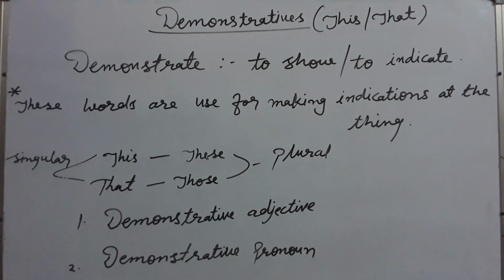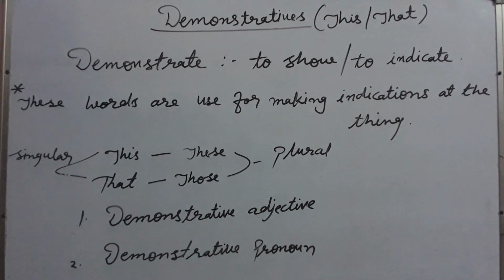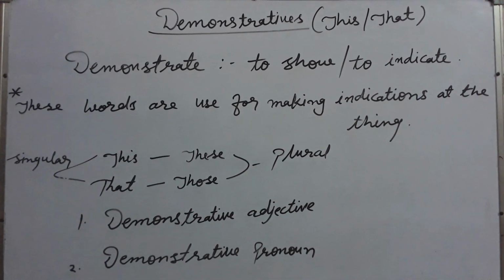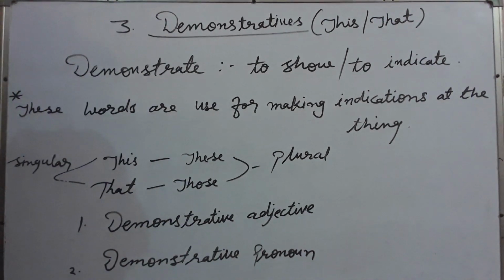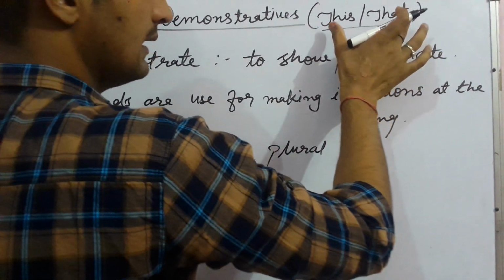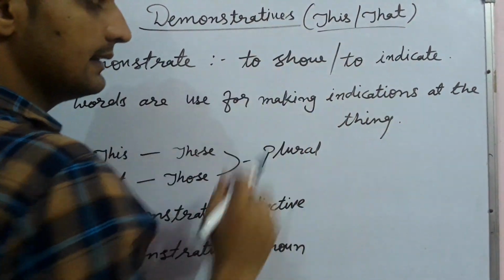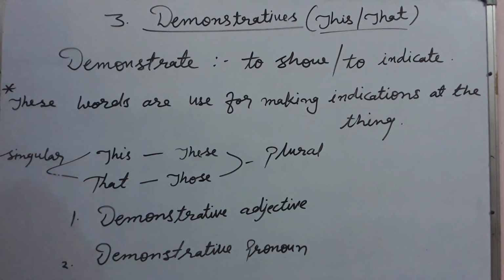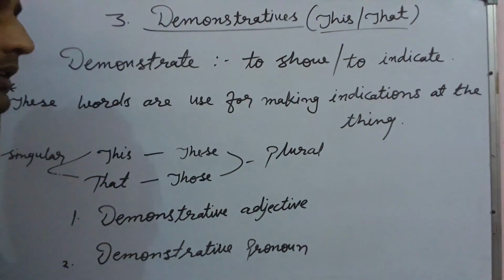So dear students, the third kind of pronoun is demonstratives. You can see two words in the bracket. First one is this and the next one is that. Dear students, these are the words which we use in the category of demonstratives.